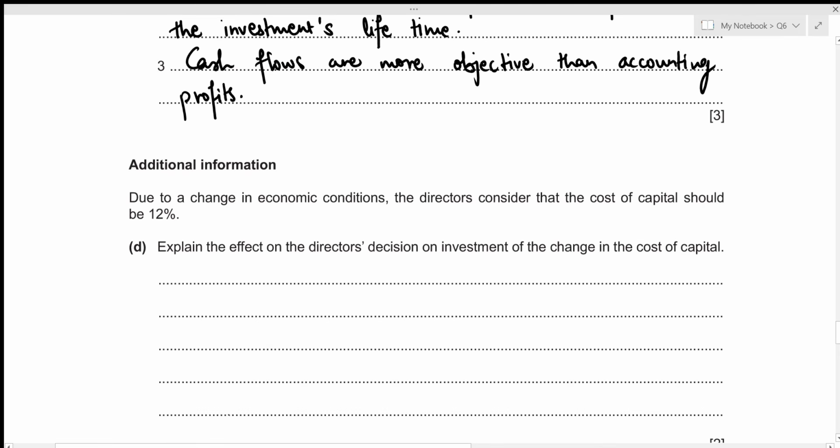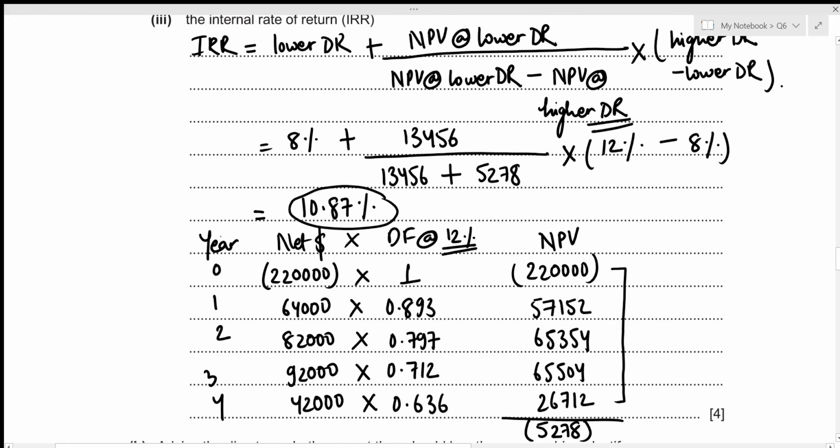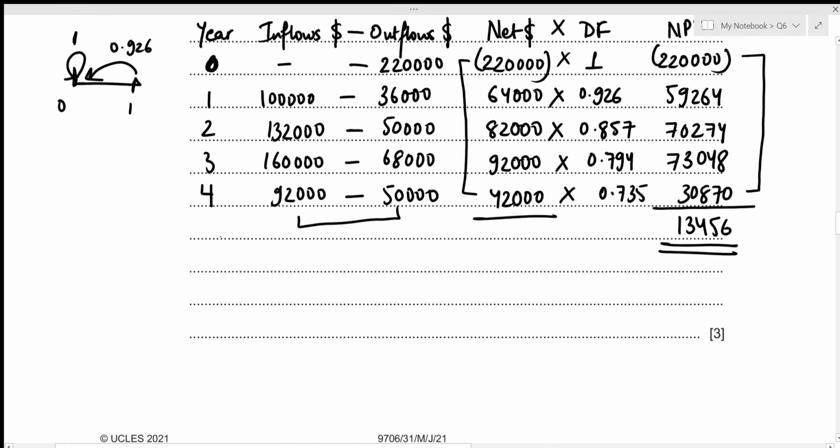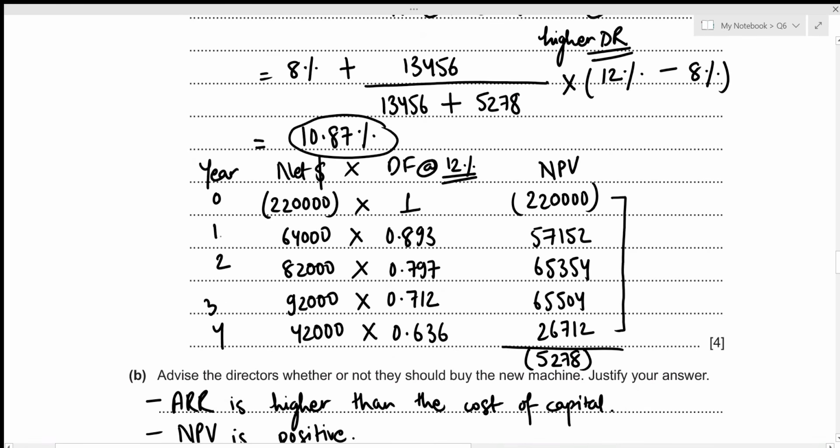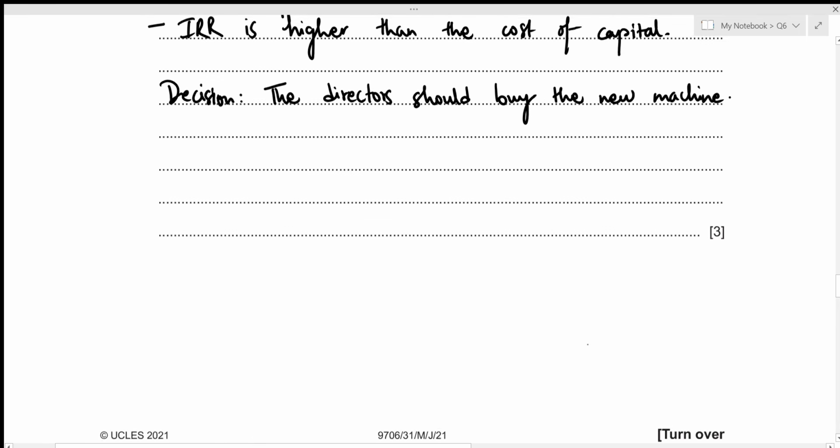We are given additional information. Due to a change in economic conditions, the directors consider that the cost of capital should be 12%. Now we need to explain the effect on the director's decision on investment of the change in the cost of capital. So we can see that when there was the cost of capital of 8%, the net present value was 13,456. But if we change our cost of capital to 12%, then that gets us the net present value of a negative amount 5,278. So let's write it down.